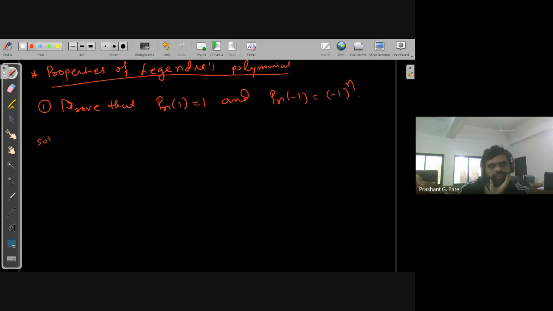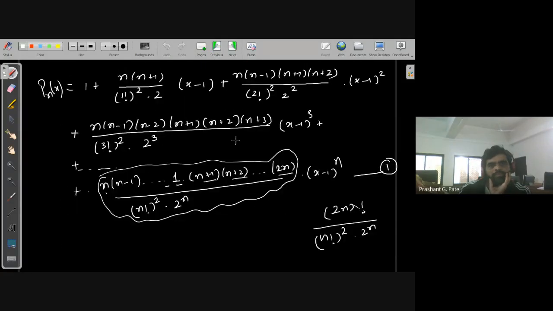So let us discuss the solution for this. From the previous slides, this is our Pn of x that we have concluded. So what will be the P1? If I replace x equal to 1, this quantity will become 0, this will also become 0, this will also become 0. So only one term you will get, which is 1.